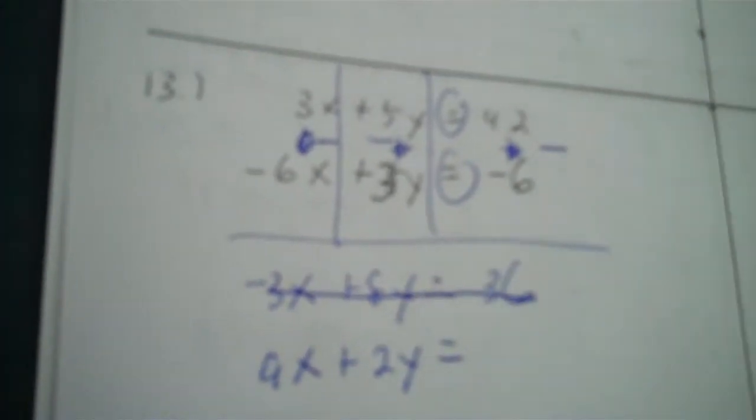3 minus negative 6. I got 9. So 9x. 5 minus 3. I got 2. So that's positive 2y. Then 42 minus negative 6, that's going to be 48. So I didn't get anywhere, so I have to do my multiplication.